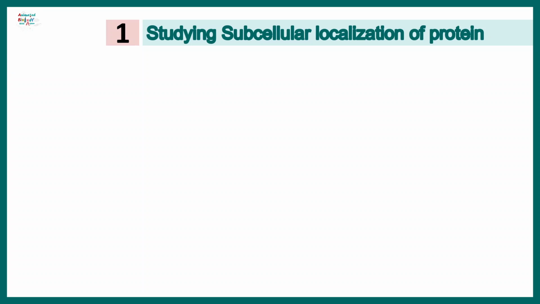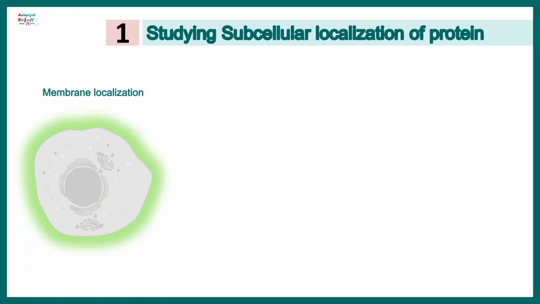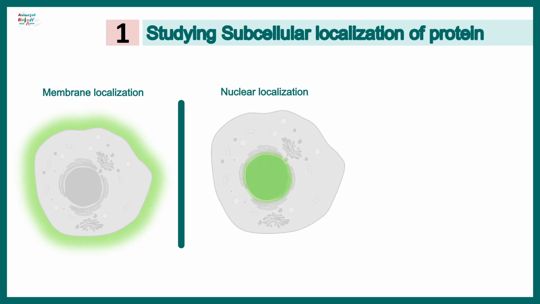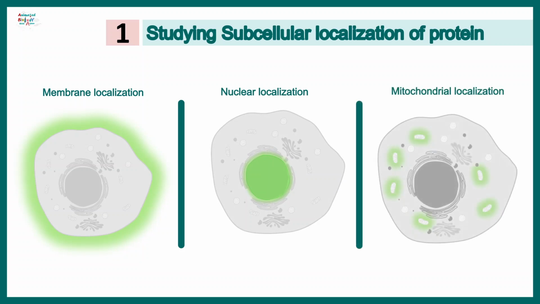We can use fluorescence microscopy to study the subcellular localization of a protein. So in this case, we have immunostained, or maybe we have tagged a protein with GFP, and visualized the protein localization. The first example shows the protein is localized in the membrane. That's why we see the fluorescence from the membrane. In the second example, we can see the protein is localized in the nucleus. And in the third example, we can see the protein is localized in the mitochondria. So overall, we can look at the localization of the protein in the cell. So that's application number one.